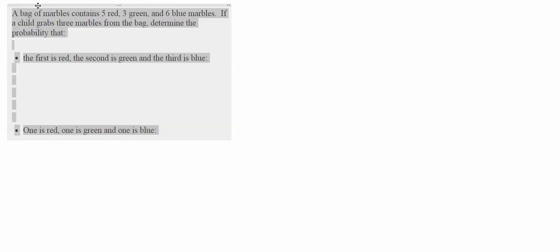It's clear that we're looking at the difference between when order is important and when it's not important. So our first question says, when we have our first marble is red, our second marble is green, and our third marble is blue.